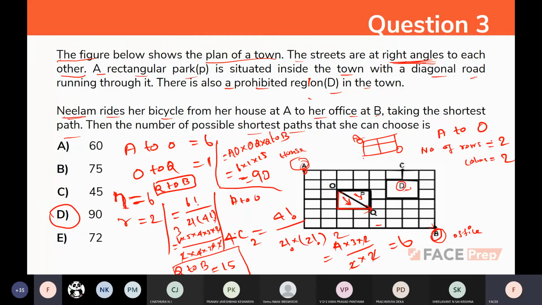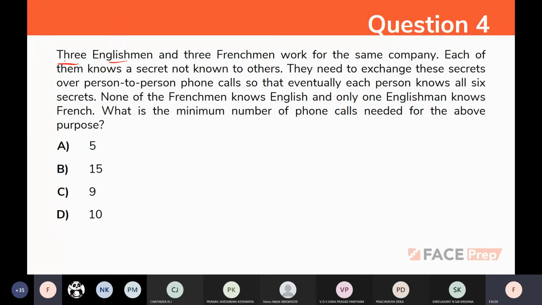So no doubts. So let's move to this question. Question number 4 in the second set of questions.